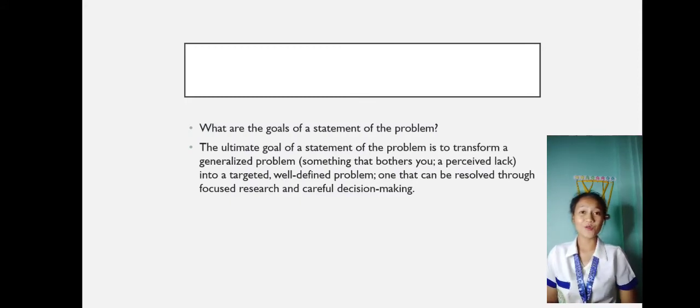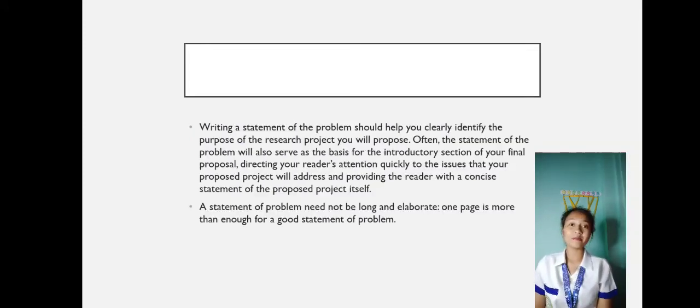So, what are the goals of a statement of the problem? The ultimate goal of a statement of the problem is to transform a generalized problem, something that bothers you, a perceived lack, into a targeted, well-defined problem, one that can be resolved through focused research and careful decision making. Writing a statement of the problem should help you clearly identify the purpose of the research project you will propose.